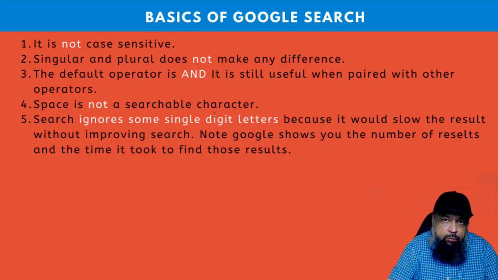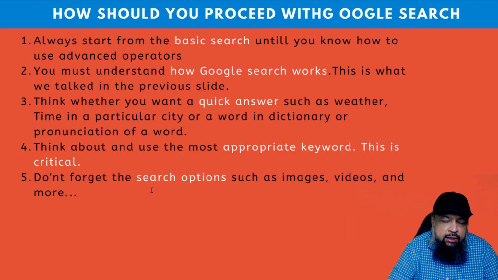So these were some points about Google search, and now we will see how you should proceed with Google search. The first point here is that always start from the basic search. This is a recommendation by Google that you should always start from the way normally people start. Just put the search query and press enter until you are very comfortable with using the advanced operators. Now the second point is that you should know how Google search works, which we have already discussed in the previous slide.